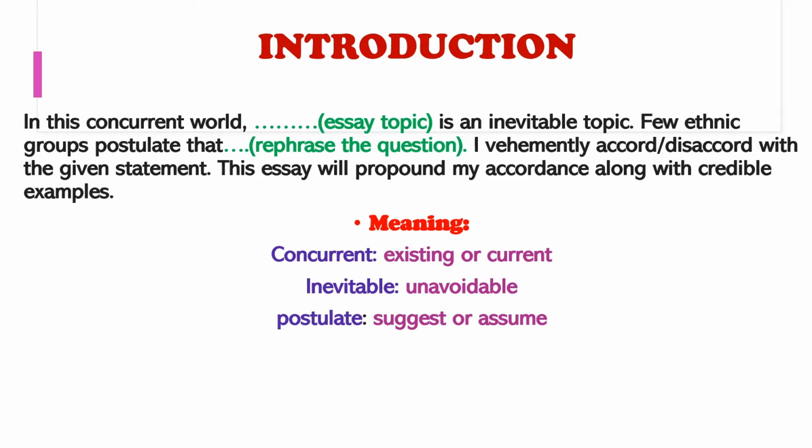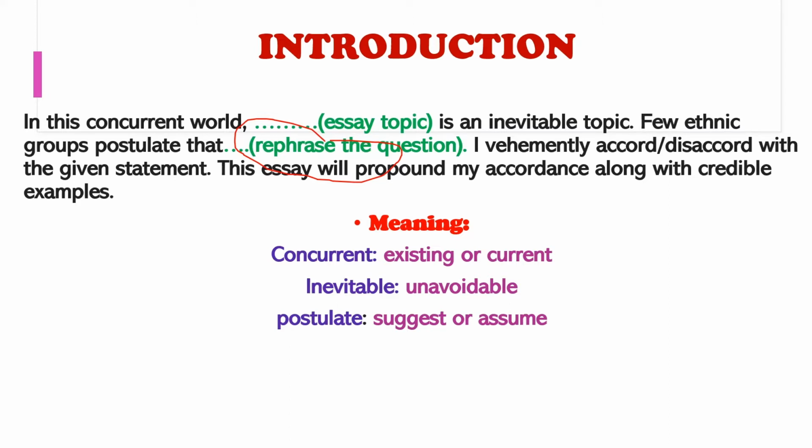Instead of saying some people think or a few people opine, we say few ethnic groups postulate. Postulate means suggest or assume. So few people assume that art should be included in schools, or should not be, whatever the question is. Whatever the thesis statement, the paraphrased version of the question prompt, you have to write in this place. So few ethnic groups postulate that learning art in school is essential.